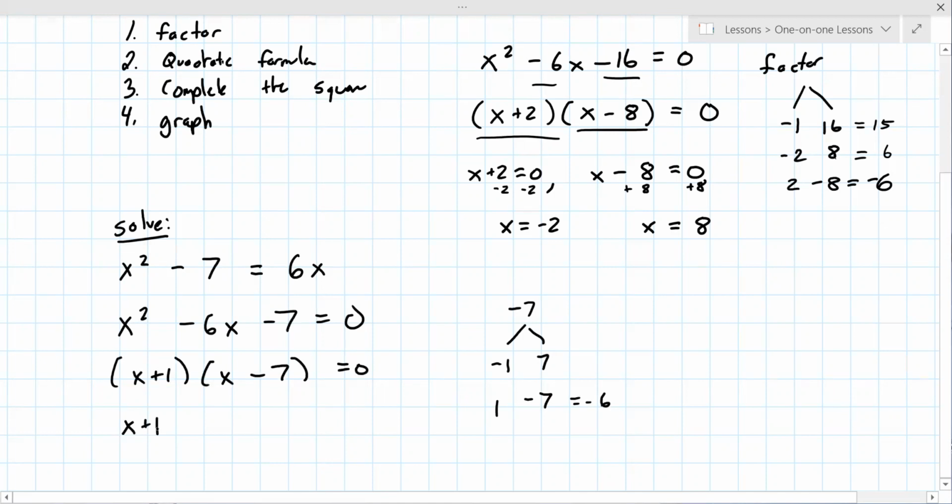So you set x plus 1 equal to 0. That's x equals negative 1 because you subtract 1 from both sides. x minus 7 equals 0. Add 7 to both sides. x equals 7.